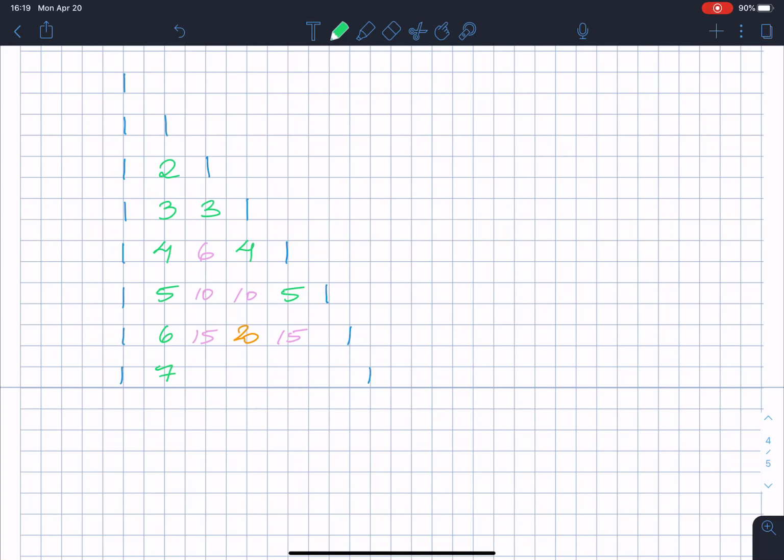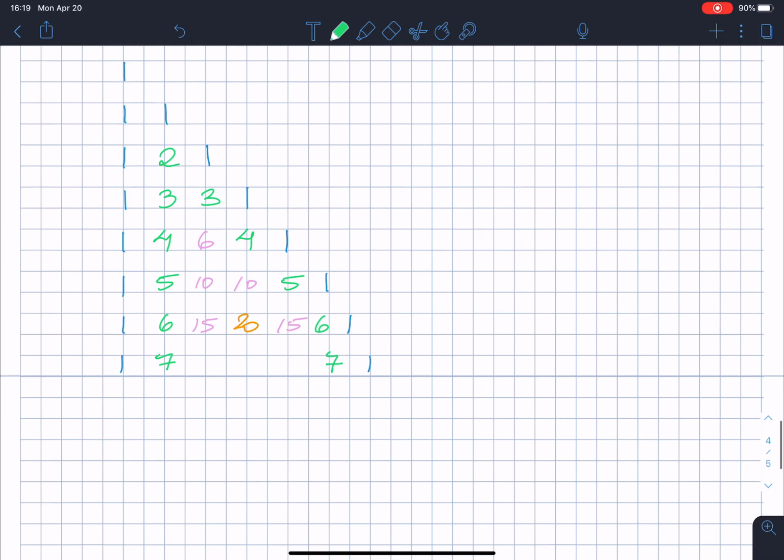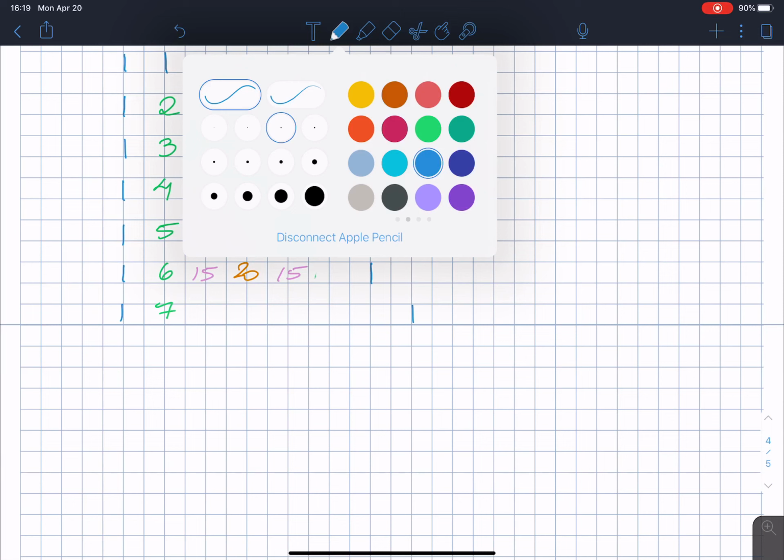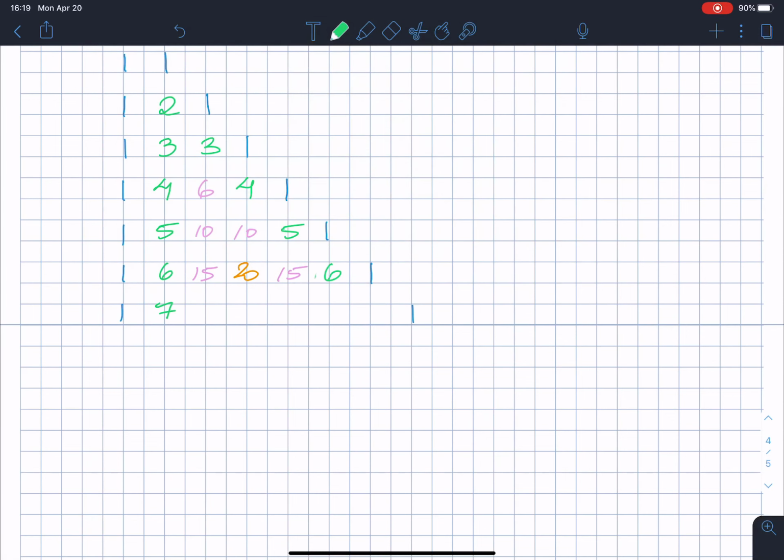Oh shoot, I forgot the 6 here. So this will be a 7 here. Wait, did I get those out of line? It looks like they are out of line. How did that happen? That 1 should have gone over a bit. Okay, so now I can move my 6 over to be a little bit better in line. So 6, and the 7 will go here.